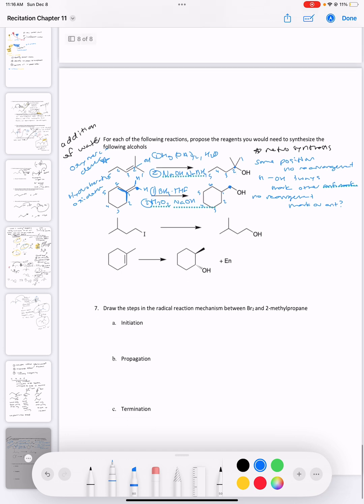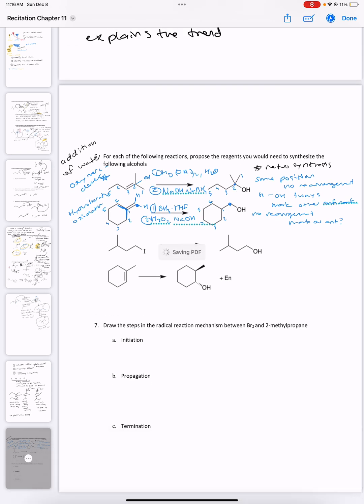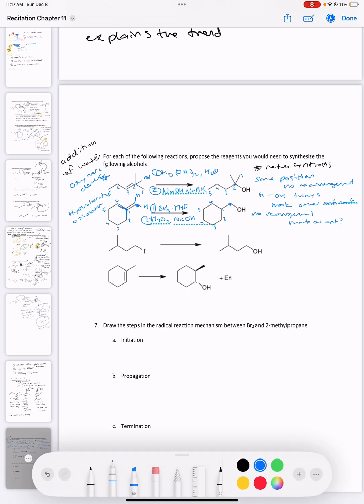Okay. The next one, the first thing I do is compare what changed. I see that on this side we have an iodine, and on this side we have an alcohol. So I'm going to number this 1, 2, 3, 4, 1, 2, 3, 4. We have a methyl here. So we didn't gain or lose any carbons. All we did was trade out this iodine for this alcohol. And so to me, that looks like a substitution.